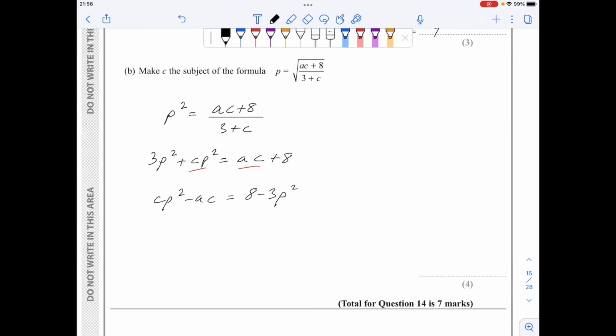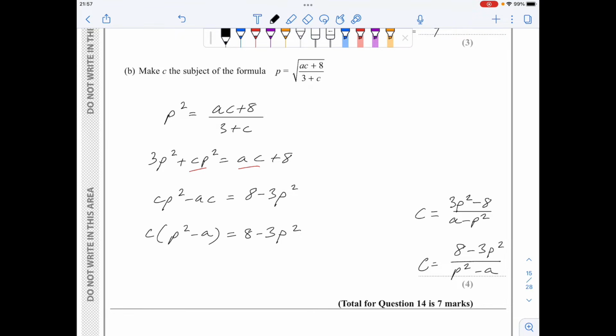Now let's take c as a common factor. So c bracket p squared minus a is equal to 8 minus 3p squared. And finally, I will divide by the bracket to leave c on its own. So c equals 8 minus 3p squared over p squared minus a. Now note that c equals 3p squared minus 8 over a minus p squared is also acceptable.